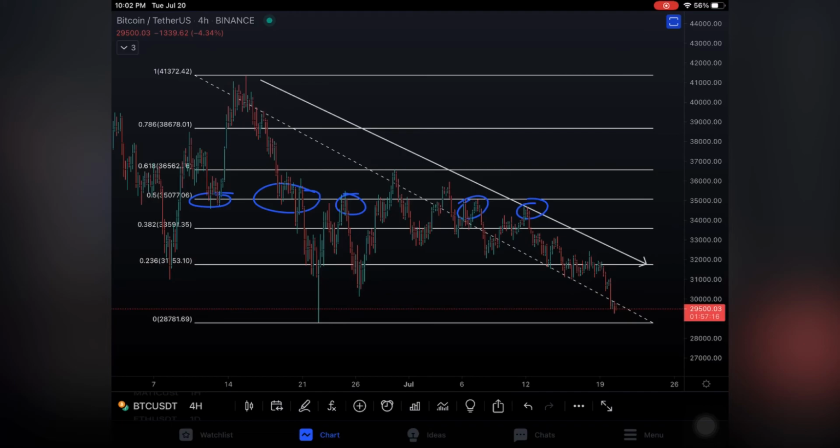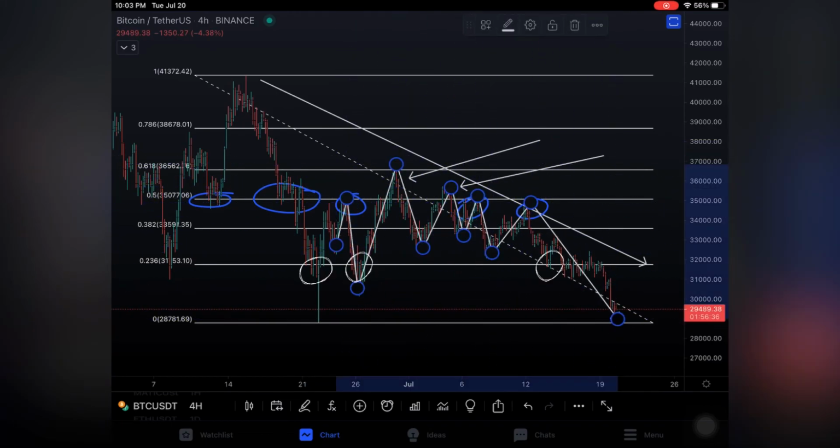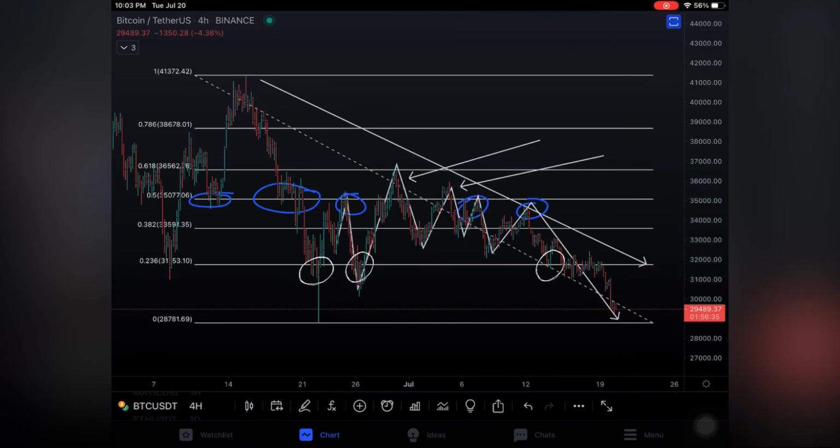Even though we had a few fake outs here, it still broke down after the current support was retested a few times, and now making the 0.236 level our new resistance. Okay? So even though there are different forms of support and resistance, the most reliable are those areas which tend to be confirmed by multiple strategies.